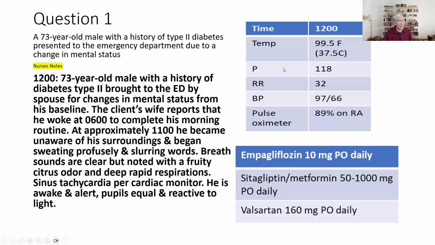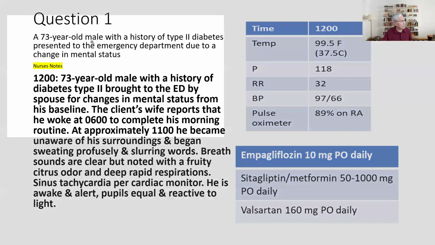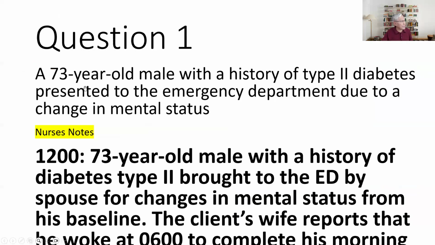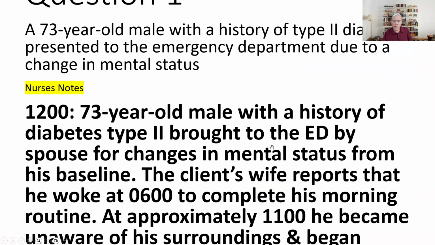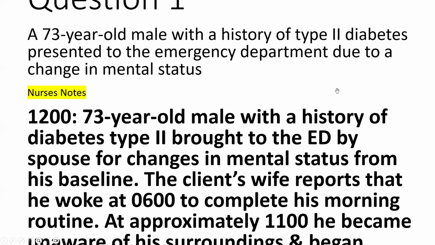So let's go to a case study. Here is a 73-year-old male with a history of type 2 diabetes who presented to the ER due to a change in mental status. So immediately, what are you thinking of? If he's type 2 and he's having a change in mental status? HHS. Yes. Okay, very good.